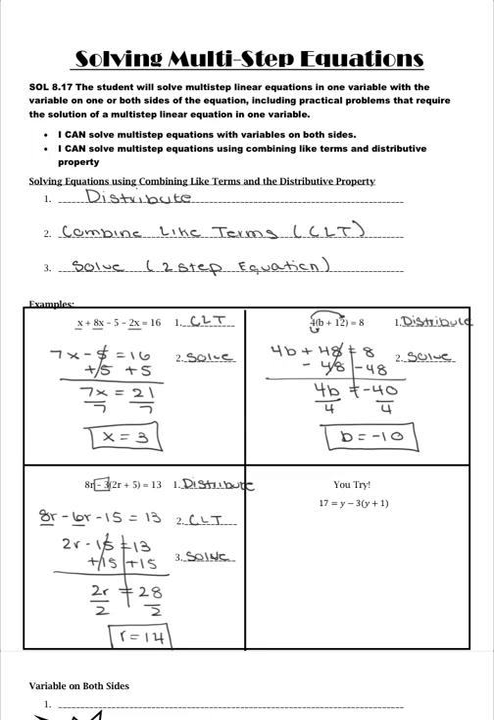All right. Now you're going to try the next example by yourself. So you have 17 is equal to y minus 3 times y plus 1.